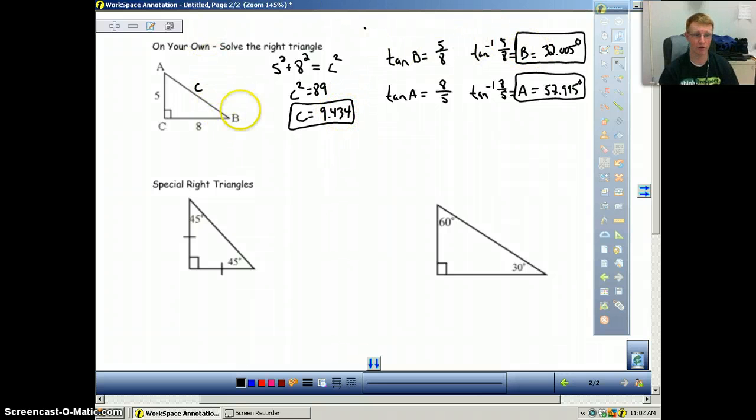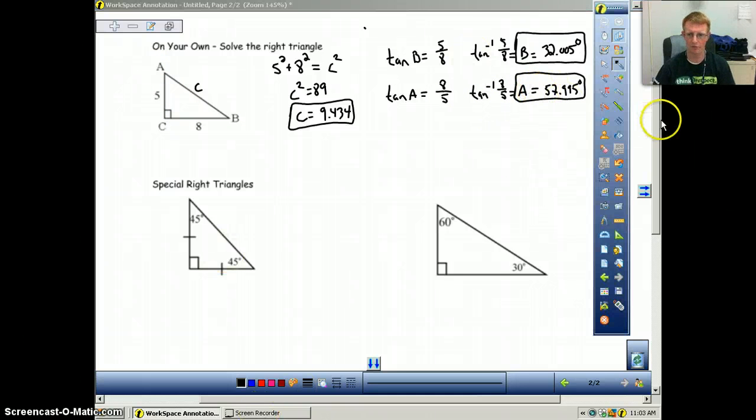For your angles, if we look at B, the sides that we have based on B are the opposite and the adjacent side. So that has to be tangent. So tangent of B is 5 over 8. Inverse tangent of 5 over 8 is 32.005. Same thing is true with A, opposite and adjacent. We have opposite, adjacent, inverse tangent is 57.995.